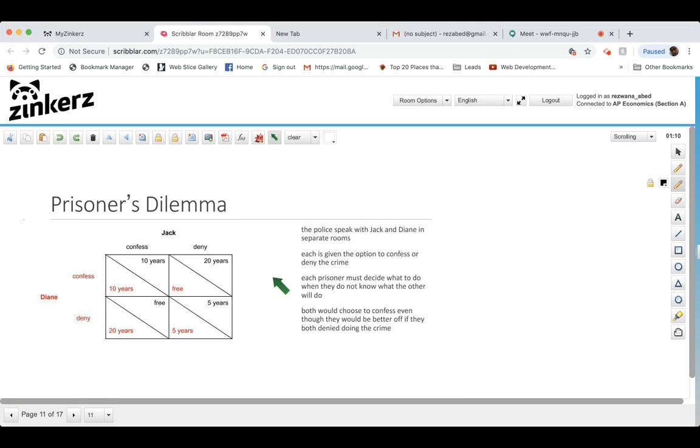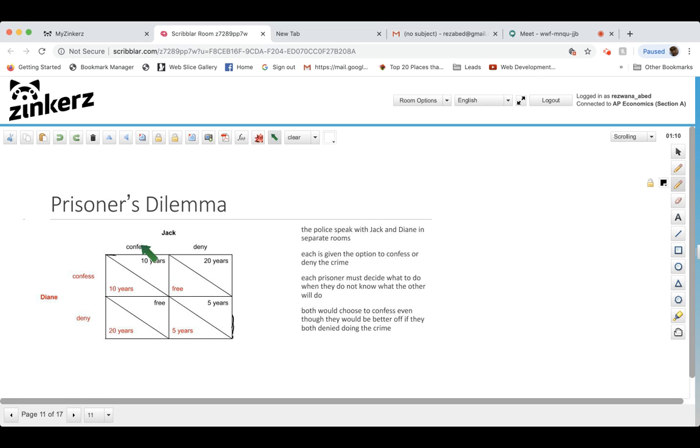These are the choices that they have been given, and they can't talk to each other. They're just going to have to figure out in their own way what the best choice is for them. They're given the option to either confess to the crime or deny.